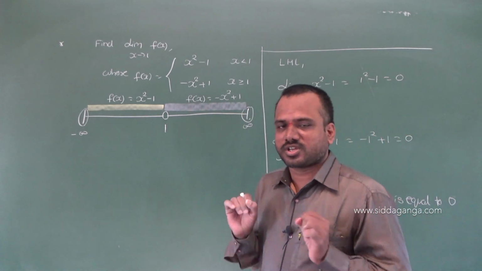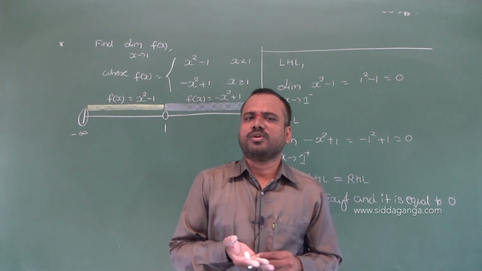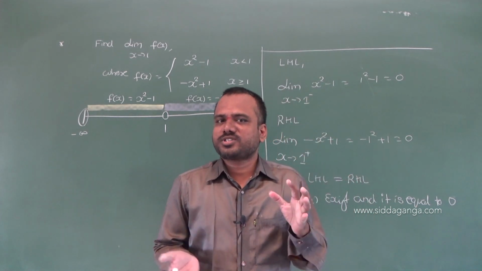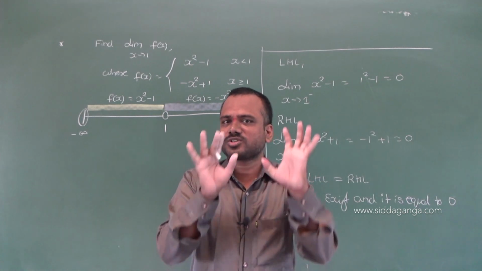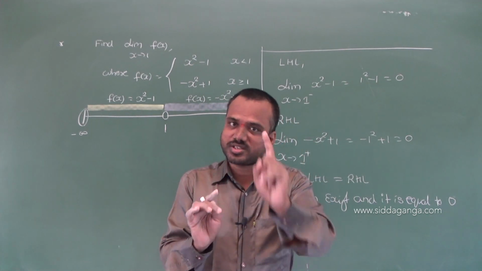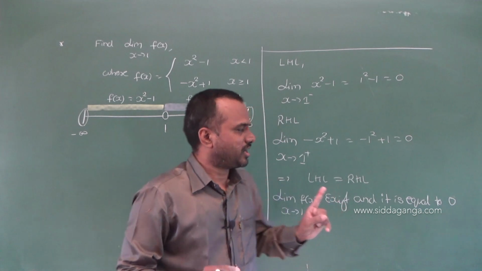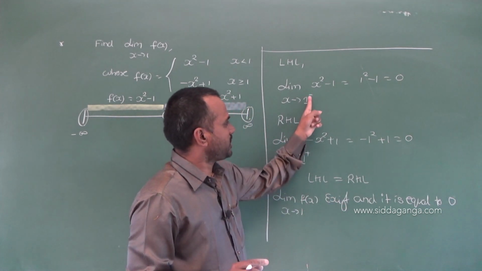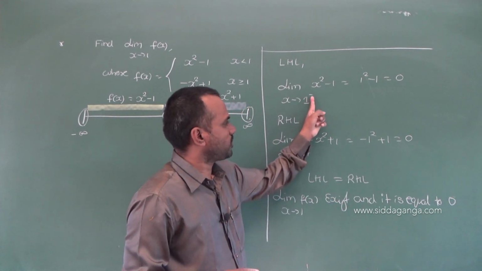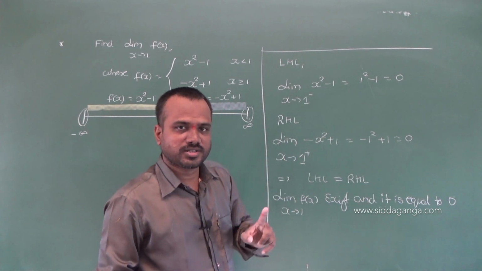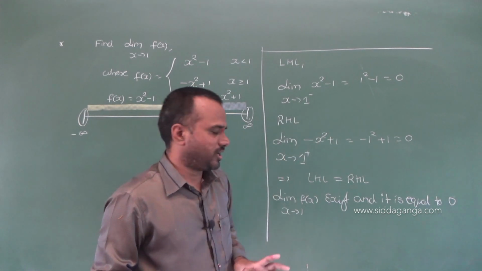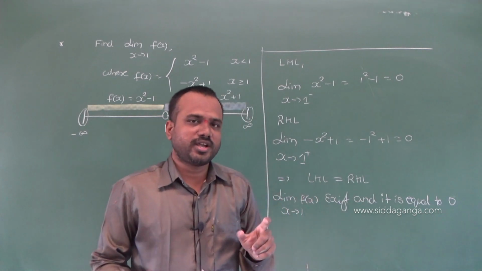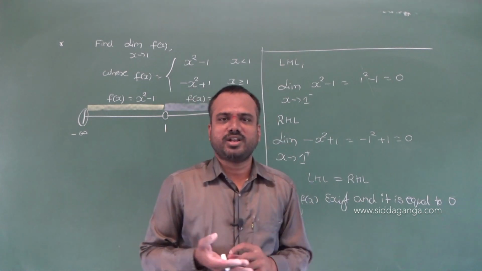If you know this concept, you can solve any type of problems. If both the functions are different on the left and the right, in this case only we find left hand limit and right hand limit. A minus indicates we are finding left hand limit. A plus indicates we are finding right hand limit.